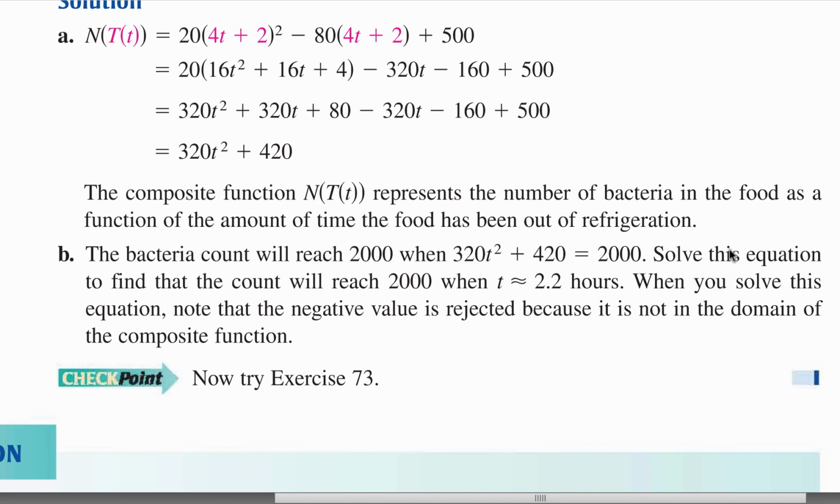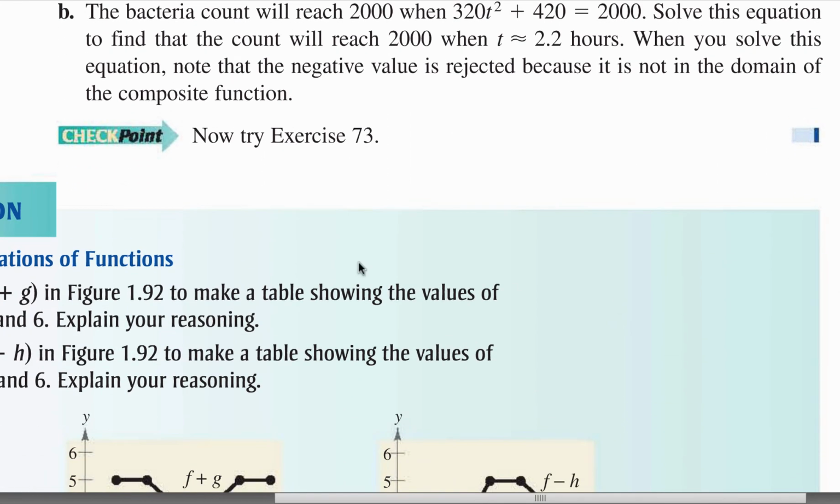Part B, the bacteria count will reach 2,000 when the expression 320t squared plus 420 is 2,000. When we solve this equation, we find that it's about 2.2 hours. When you solve this equation, note that the negative value is rejected because a negative time doesn't make sense. All right, go ahead and try exercise 73, pause the video, and then resume it when you're finished.